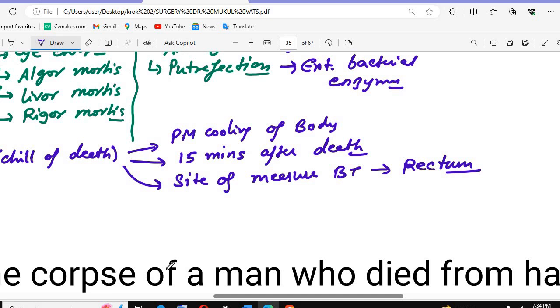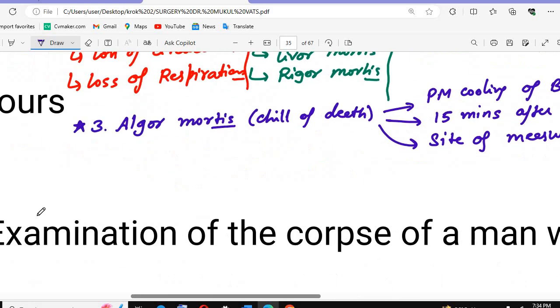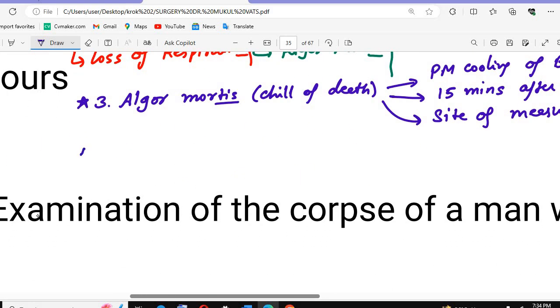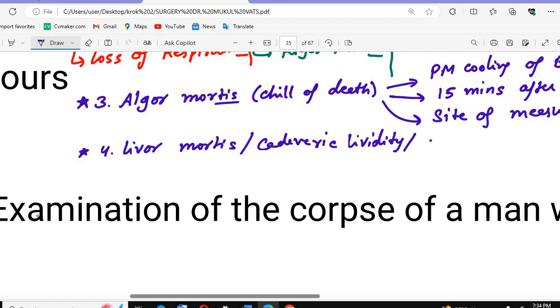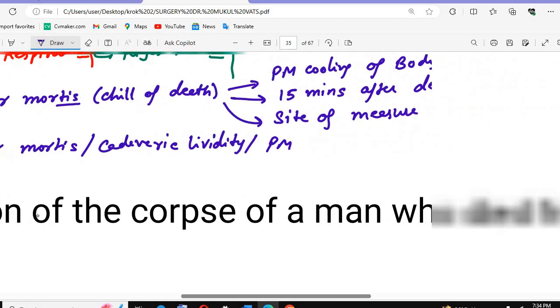Okay. You need to remember the time: 50 minutes after the death, we see algor mortis. After the algor mortis, the fourth one will be the livor mortis. What will you see in case of the livor mortis? The livor mortis is also known as cadaveric lividity, or post-mortem lividity.